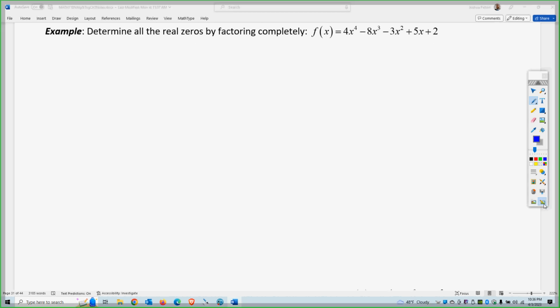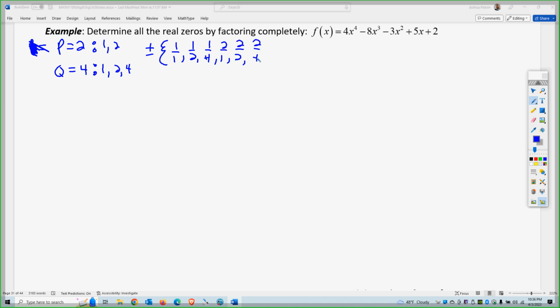Okay, so the constant in this case is 2, so p is 2. And the leading coefficient is 4. So the factors of 2 are 1 and 2. The factors of 4 are 1, 2, and 4. So the possible list of answers are plus or minus 1 over 1, 1 over 2, 1 over 4, 2 over 1, 2 over 2, 2 over 4. Okay. All right. So you can go through and check with 1 and -1, it won't work.